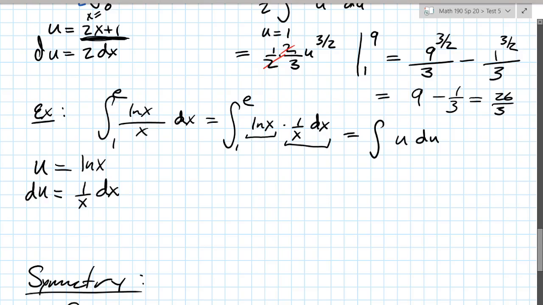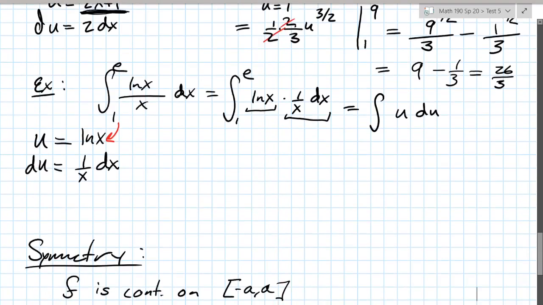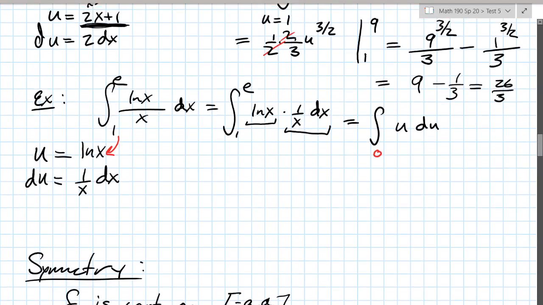Now, we have to update our limits of integration from x's to u's. If x equals 1, then u equals the ln of 1. The ln of 1 is 0. If x equals e, the ln of e is 1. So here these are u's. And so this integral now is all in terms of u. There aren't any x's here anymore.